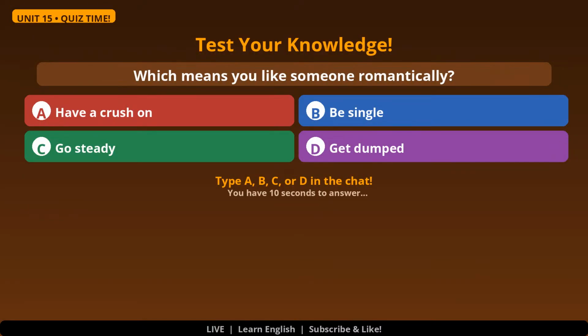Let's test your knowledge. Here's the question. Which means you like someone romantically? Option A, have a crush on. Option B, be single. Option C, go steady. Option D, get dumped. Think about it. Type A, B, C, or D in the chat. You have 10 seconds.